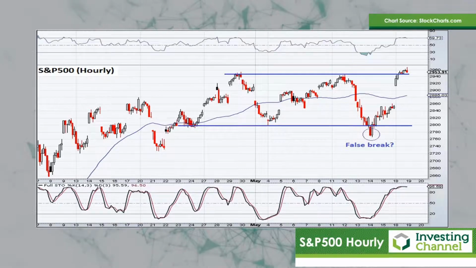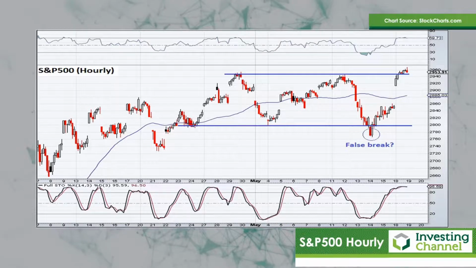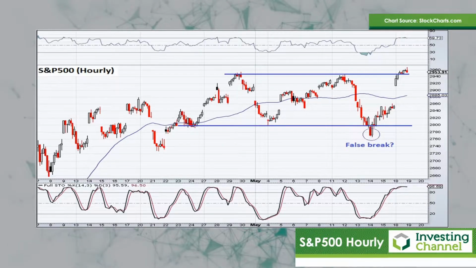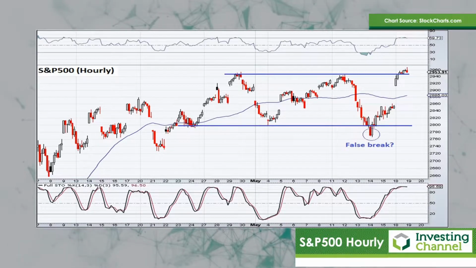So the market has broken up through the top of that range above 2,940. So I suspect we could be looking at a test of 3,000 here in the near term on the S&P 500. And then we'll need to see from there whether the market stalls and takes a bit of a breather from that level.